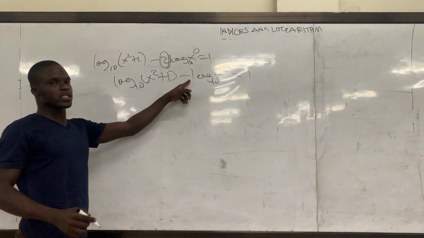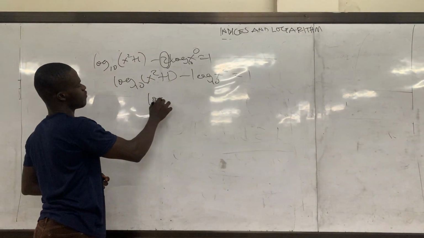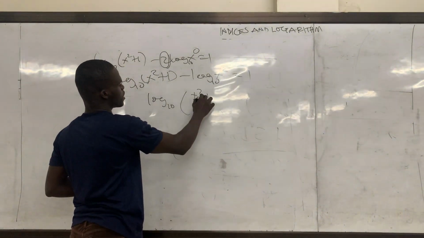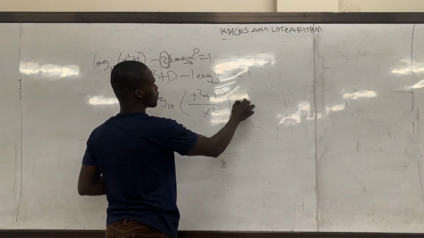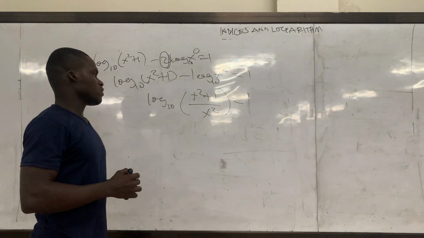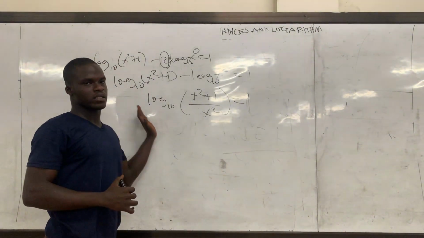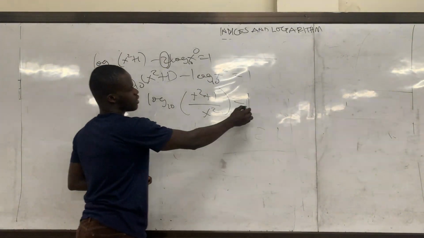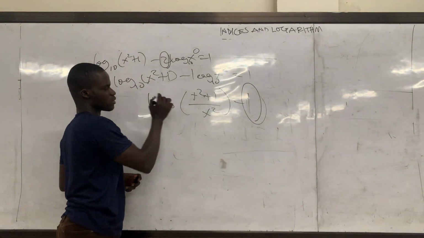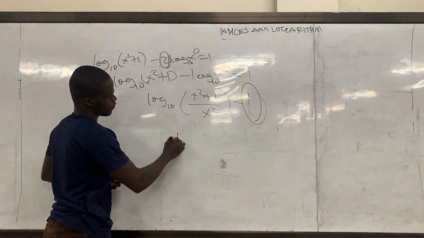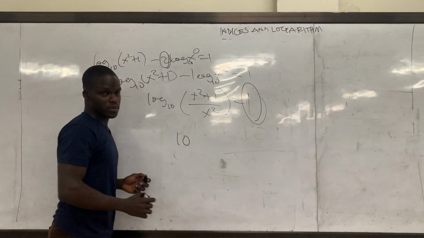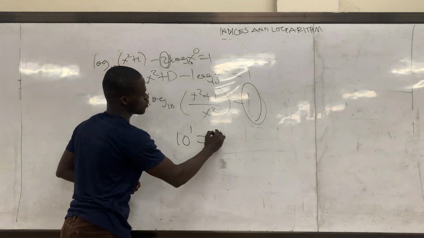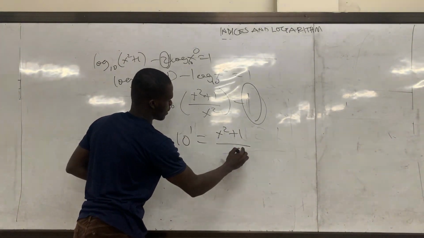Now, since it's subtracting, we are going to divide. So we have log to the base 10 of x squared plus 1 over x squared equal to 1. Now, from the definition of logarithm, if we have something like this and want to convert it to indices, we make the 1 the exponent of the base 10. So 10 to the power 1 is equal to x squared plus 1 over x squared.